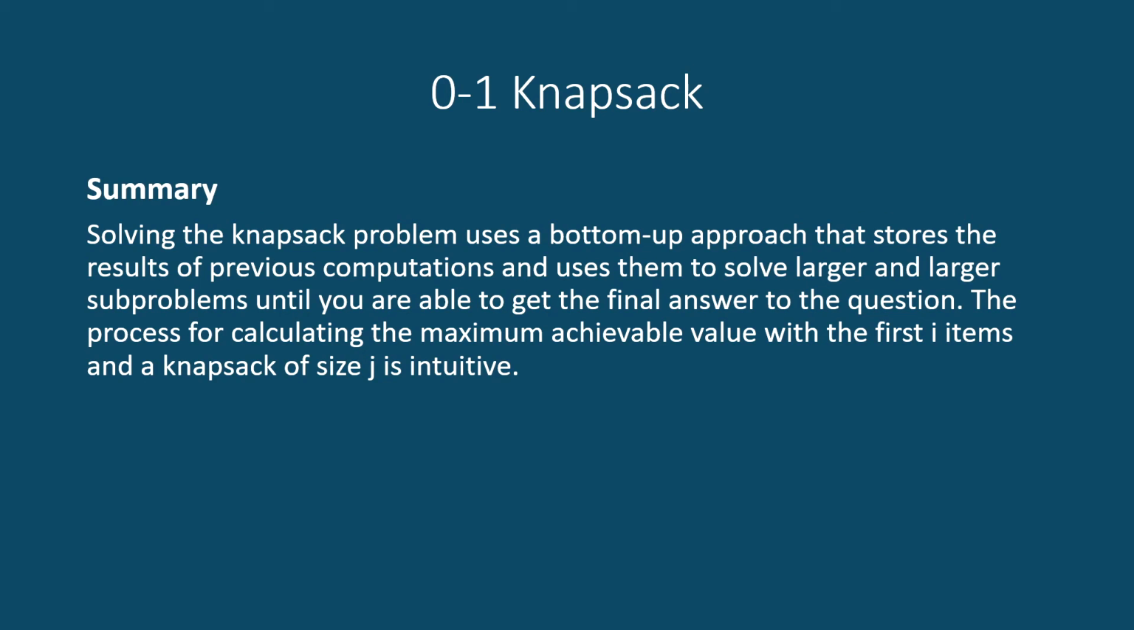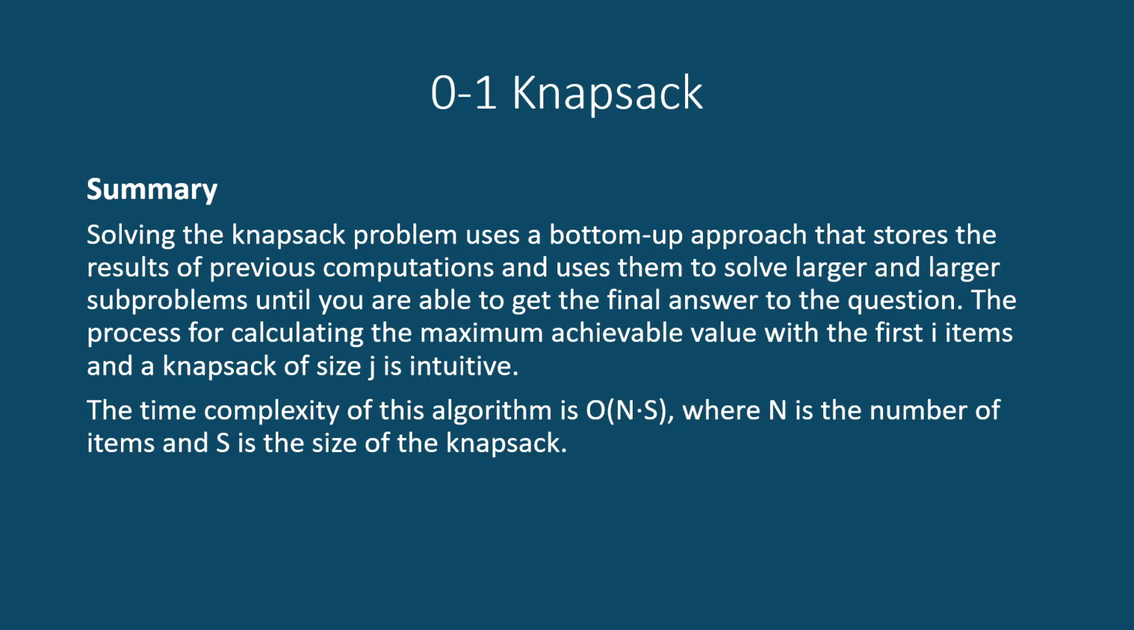Here is the summary. Solving the knapsack problem uses a bottom-up approach that stores the results of previous computations and uses them to solve larger and larger subproblems until you are able to get the final answer to the question. The process for calculating the maximum achievable value for the first i items in a knapsack of size j is intuitive. The time complexity of this algorithm is O(n times s), where n is the number of items and s is the size of the knapsack.